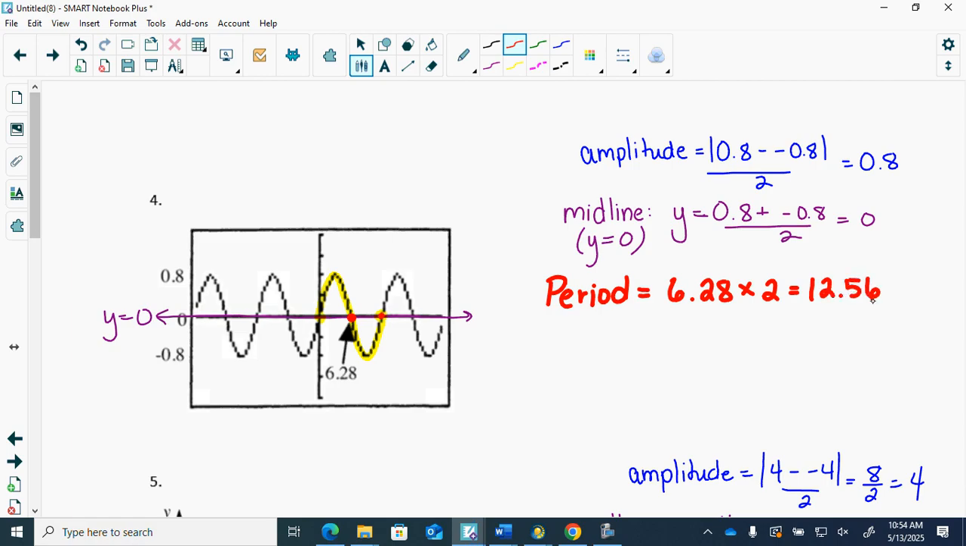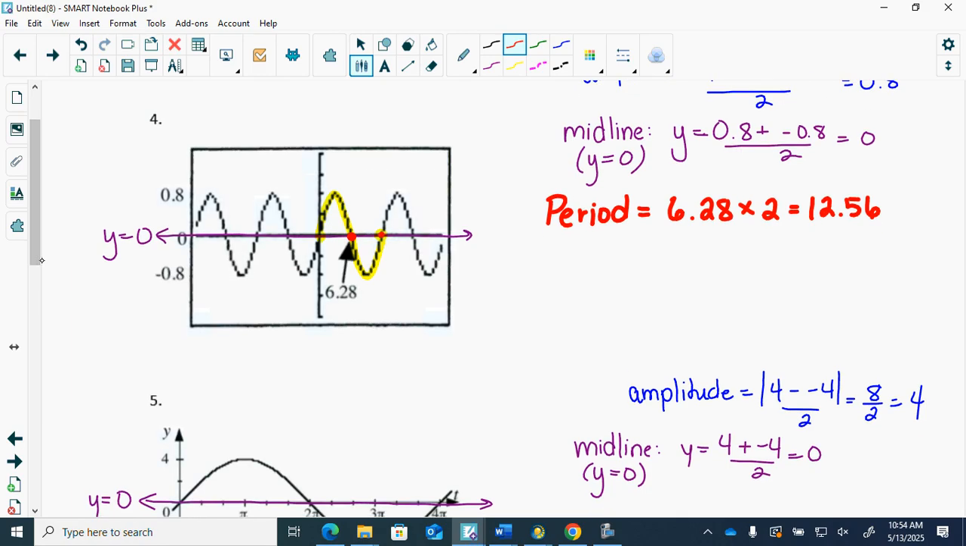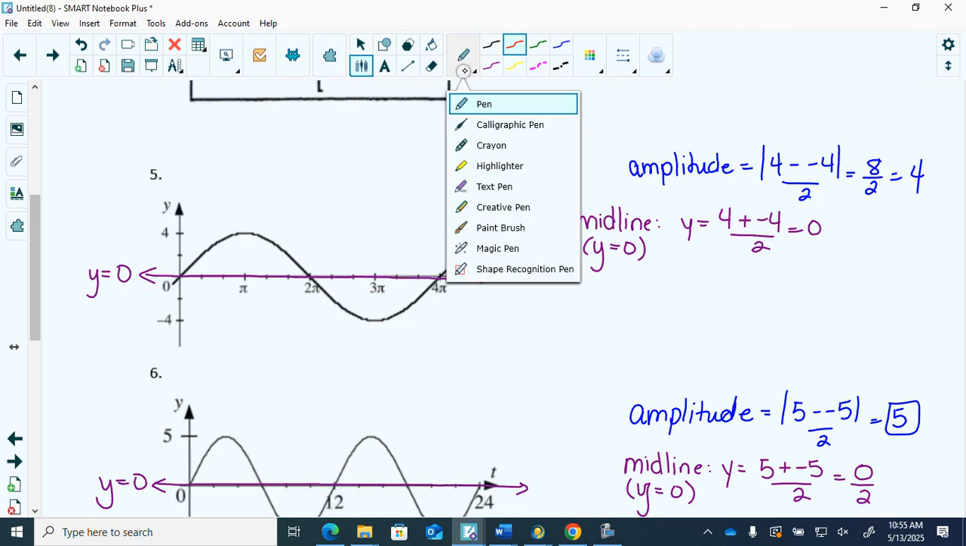It's not calculating from the left side, so wouldn't that be a lot less than that? Isn't it 6.28 from the left-hand side all the way to where it is? 0 to here is 6.28. And then to get from here to here is another 6.28. You see what I'm saying? Yes. Perfect. All right. Let's look at this one.